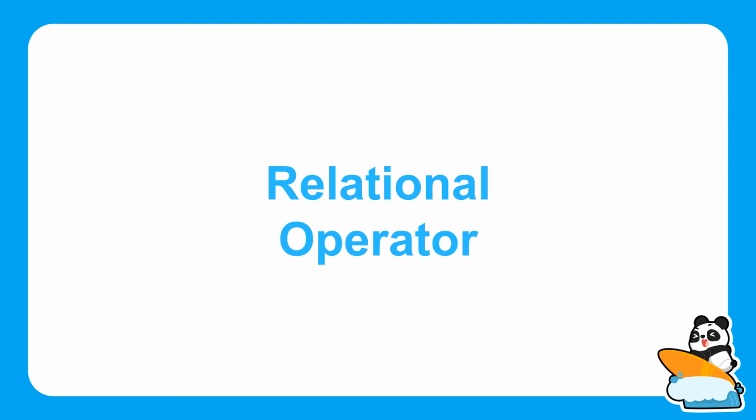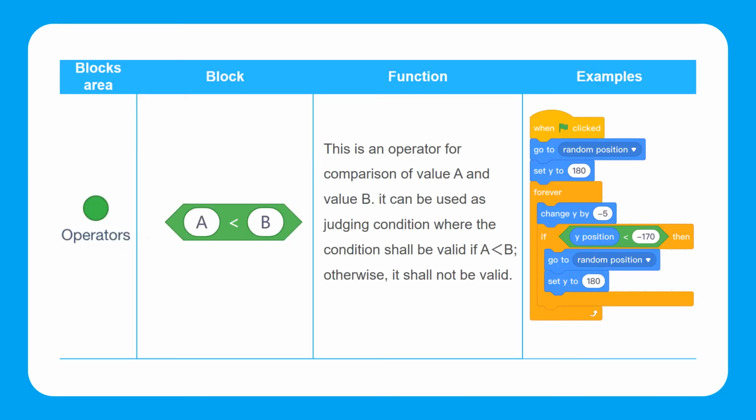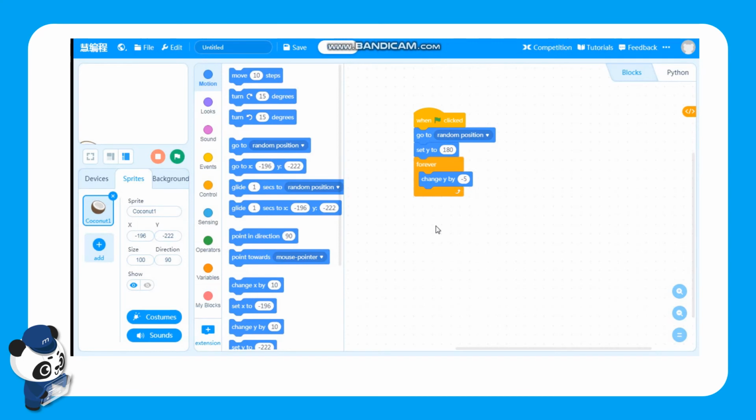In order to achieve this effect in the game, the operator's block of comparison of size shall be used. The operator's icon is an operator for comparison of value A and value B. It can be used as a condition, where the condition shall be valid if A is less than B, otherwise it shall not be valid. Let us go through a quick tutorial to understand how these blocks work and how they are put into place.